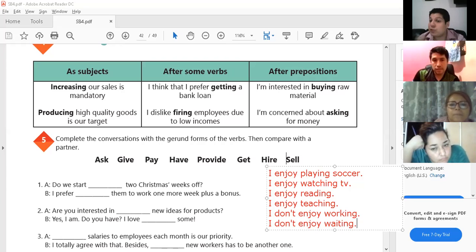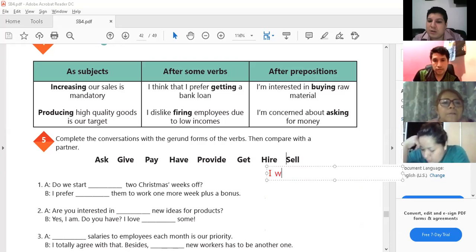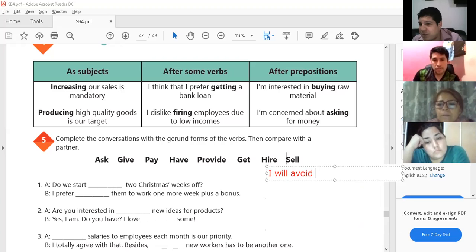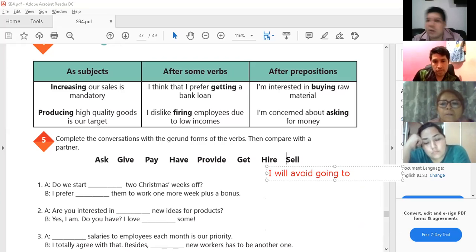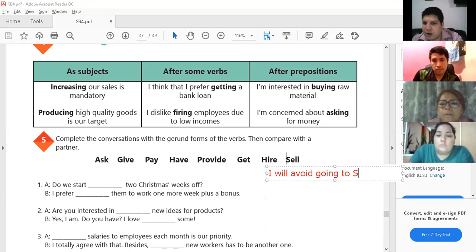Okay, so after some verbs, you're gonna use ing. Another one, avoid. It doesn't really have to be in simple present, guys. It can be past, future, present, whatever. I will avoid going to, no offense, guys, no se ofendan, okay. I will avoid going to Soya, okay?